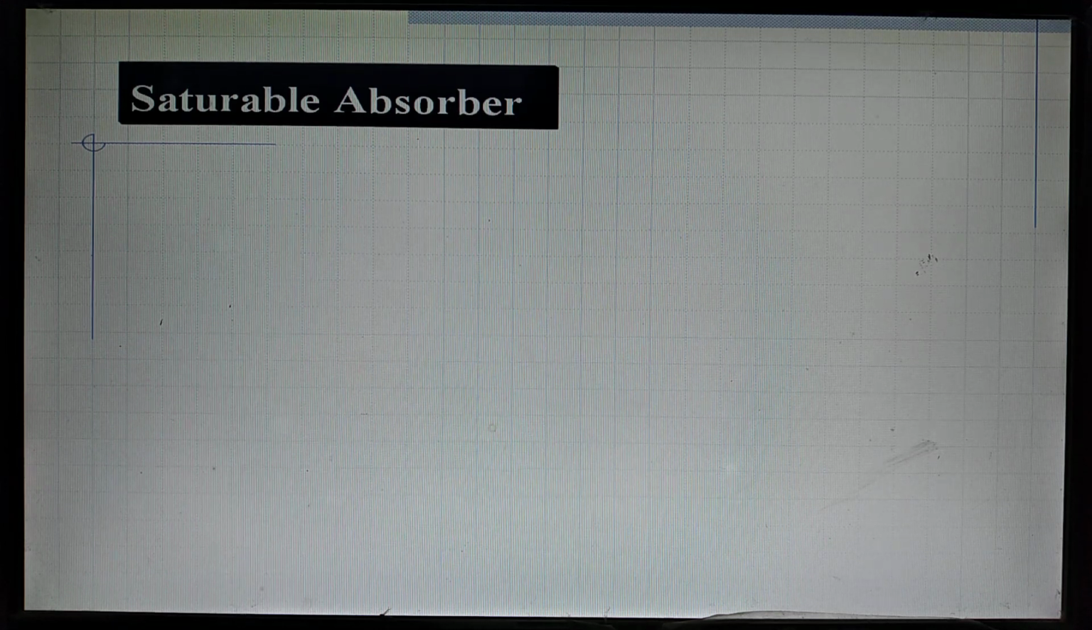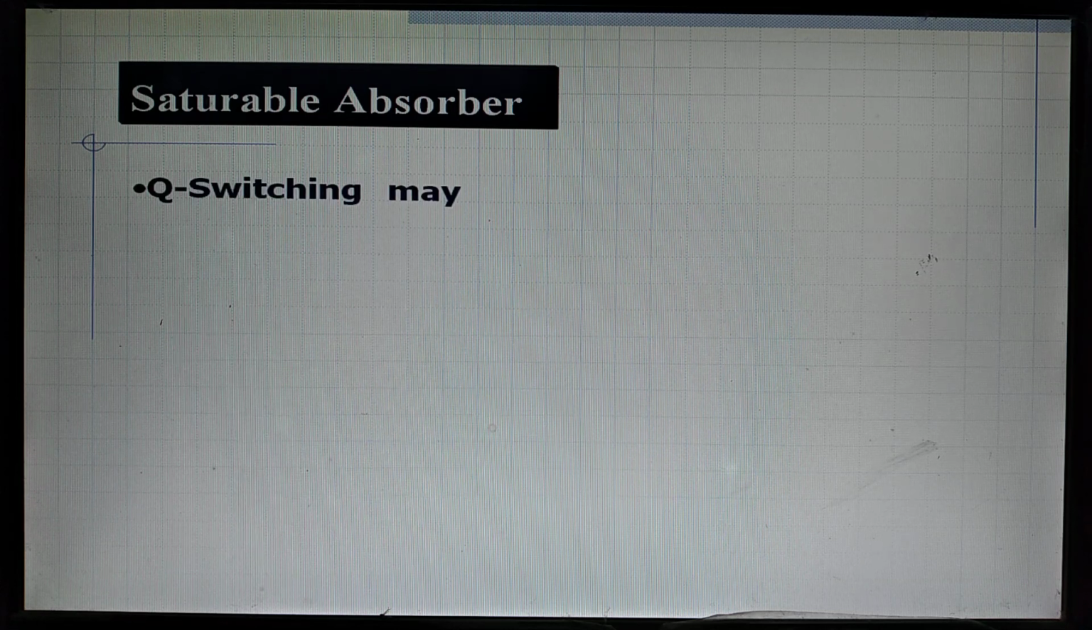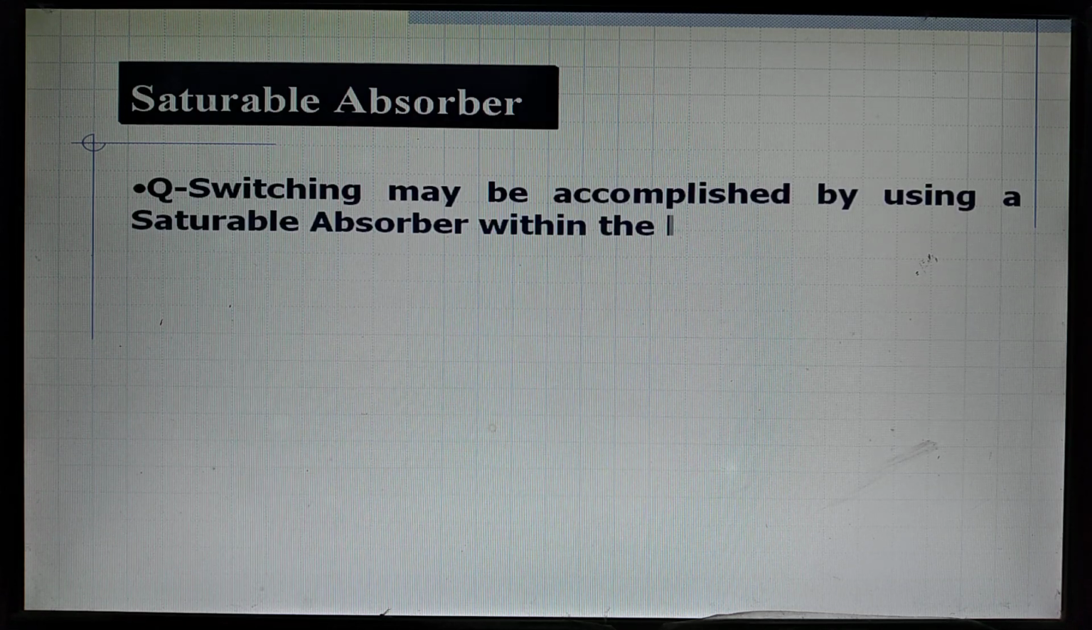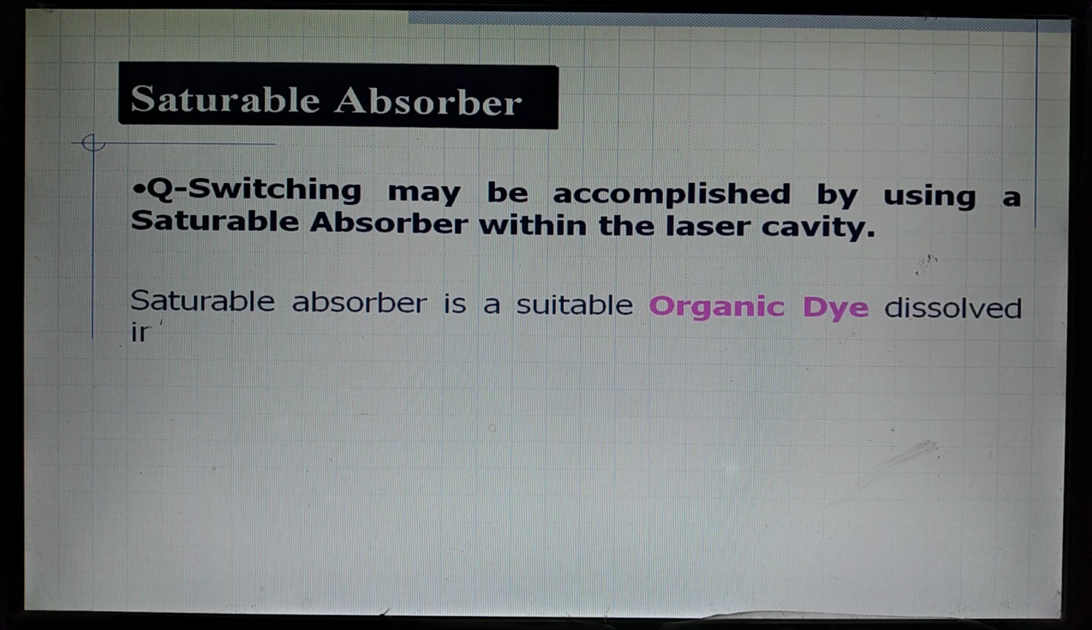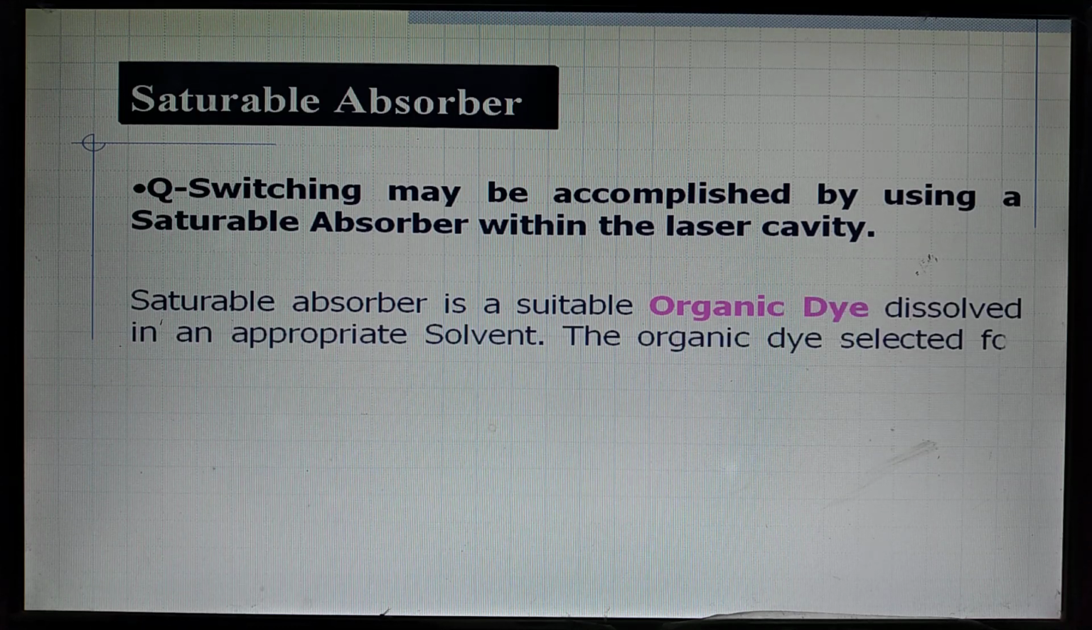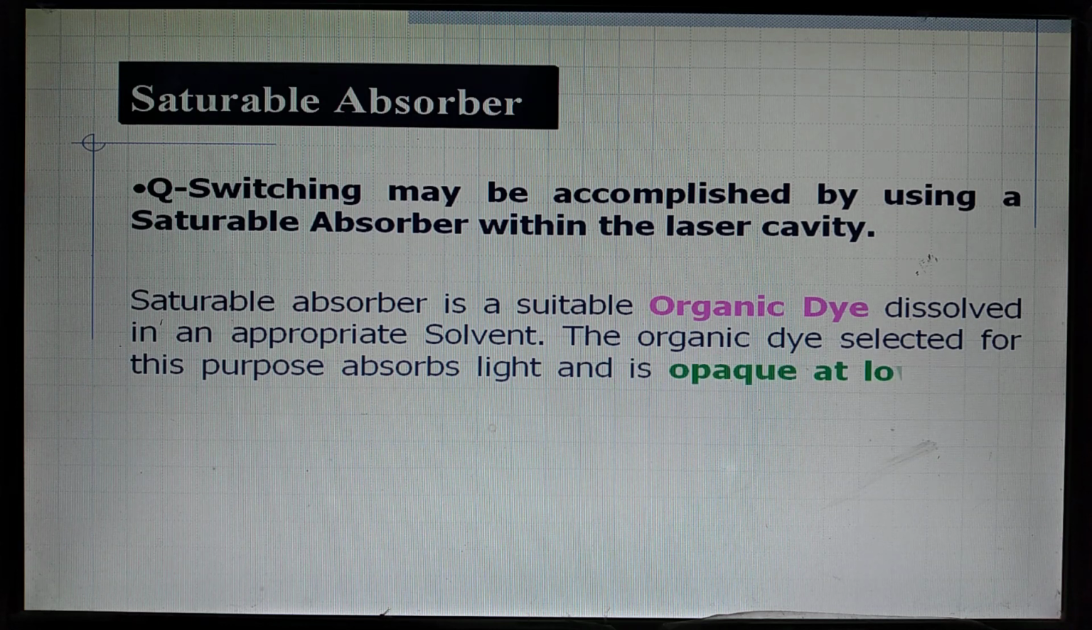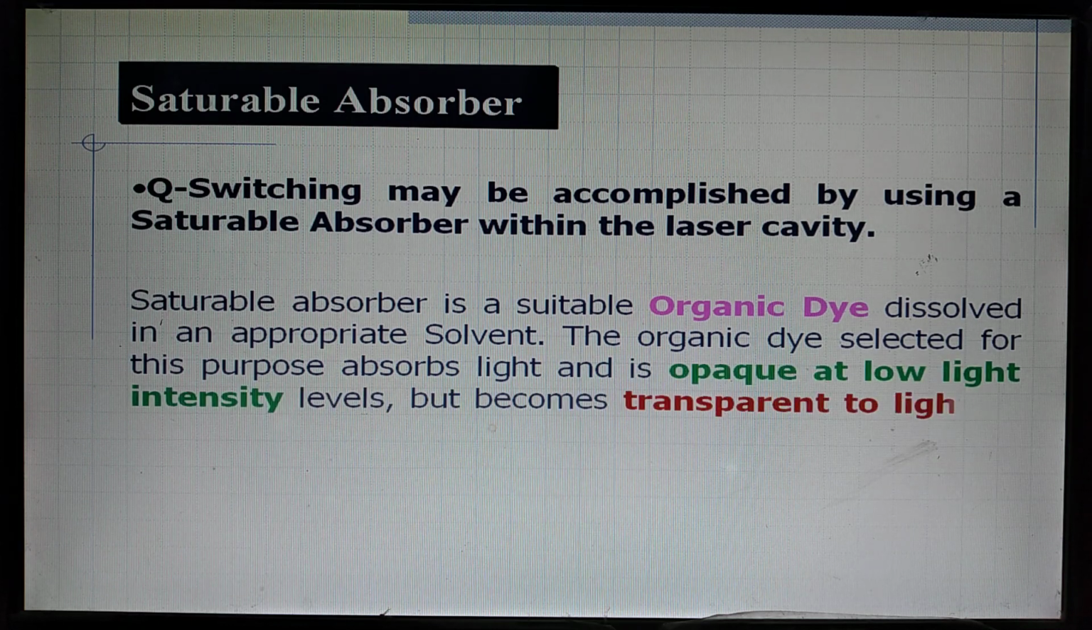Now I am going to discuss saturable absorber. Q switching may be accomplished by using a saturable absorber within the laser cavity. A saturable absorber is a suitable organic dye dissolved in an appropriate solvent. The organic dye selected for this purpose absorbs light and is opaque at low light intensity level but becomes transparent to light at high intensity level.